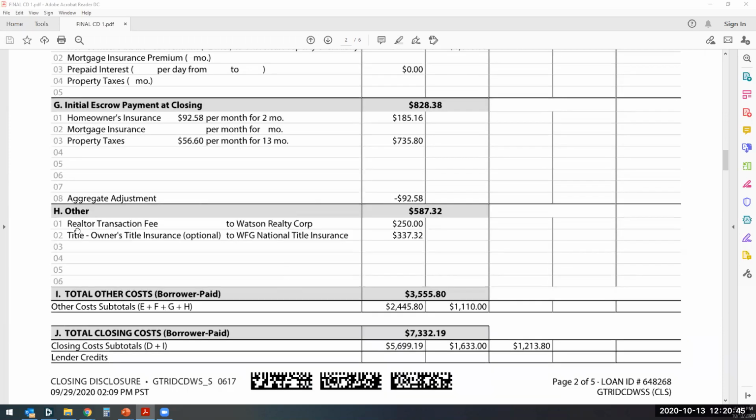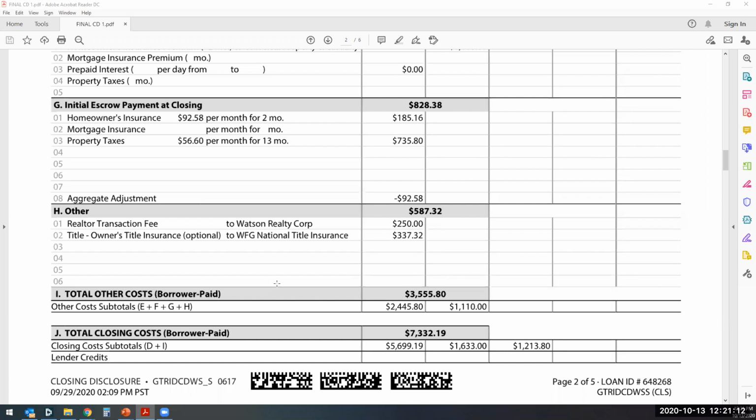All right, and H is for any other type of fees, like your transaction fees from the realtor. So this is where you're going to look to see if your transaction fee has been charged. Now keep in mind that you get a different document from the title company. You get your ALTA statement. The ALTA statement looks a little bit different than the CD, but it should match at the end.